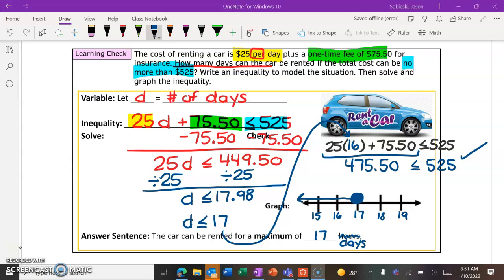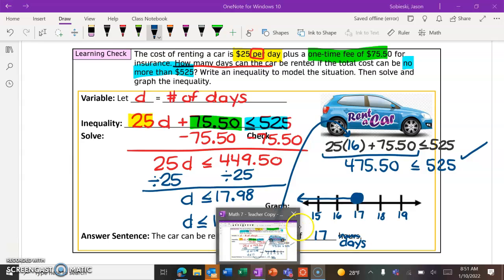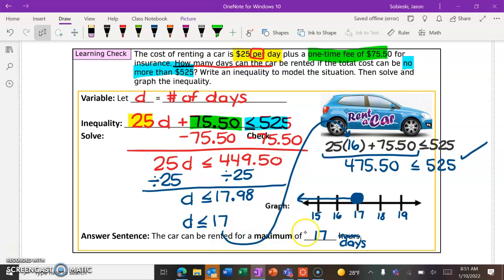I decided to take this one to the nearest whole number, right? So the biggest whole number that is less than 17.98. So I just made it 17 days. So that's the maximum time that you could rent the car based on this money. If you check it just by plugging in a 16 or anything less than that, you would see that it would give you a price that is less than $525. So you would be good to go.